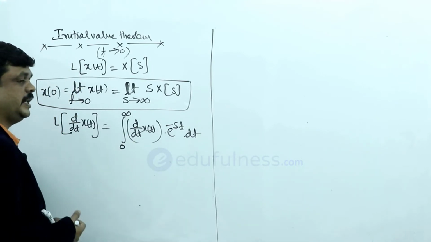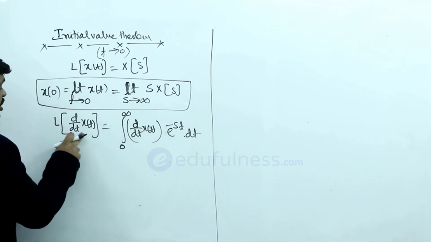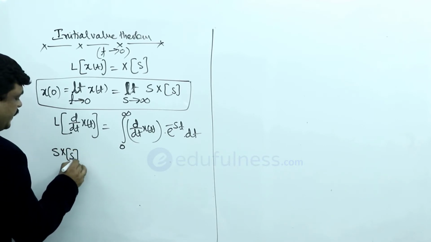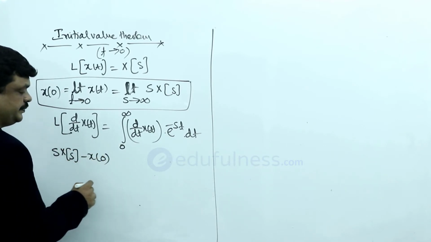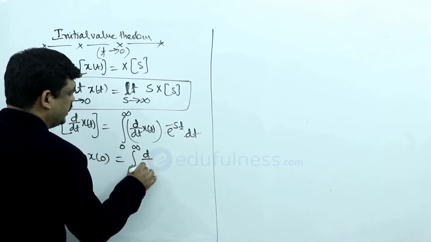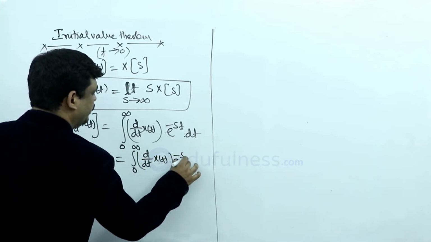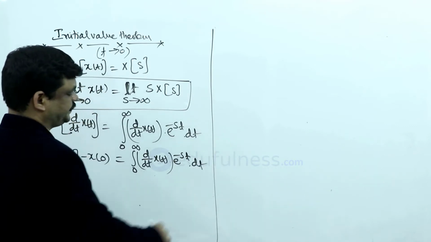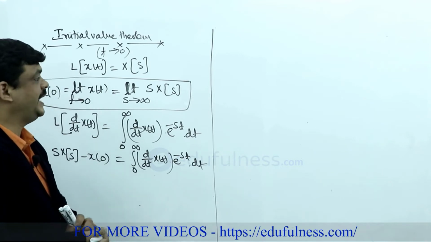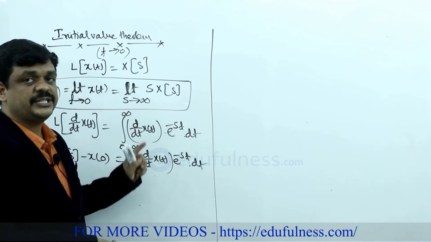Then from the differentiation property, one standard equation is there. Laplace transform of d by dt of x of t is s into x of s minus x of 0, which is equal to, on this side, I am writing as it is, integral 0 to infinity of d by dt of x of t into e to the power of minus st dt, right? LHS equation, RHS equation. Now I want to apply, on both sides, limit s tends to infinity to this relation.